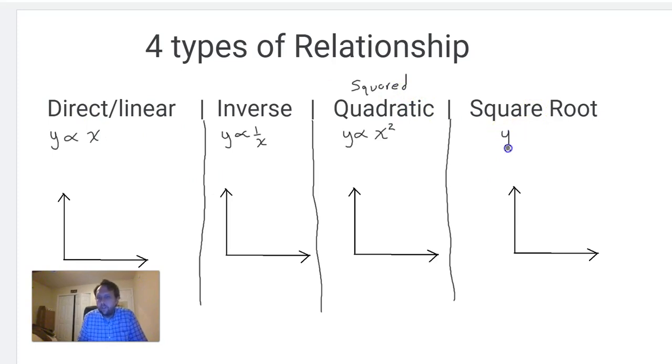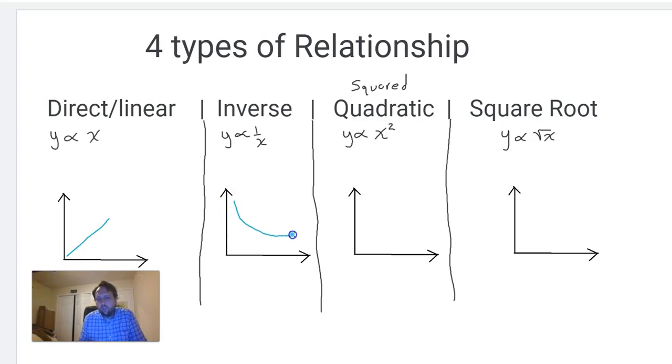And square root, and I'm guessing you could probably predict this, y is proportional to the square root of x. These are all mathematical relationships. We're not talking physics yet. And they can all be graphed. If you graph y is equal to x, you get a straight line. It doesn't have to go through your origin. It can be shifted around, but it's a straight line.